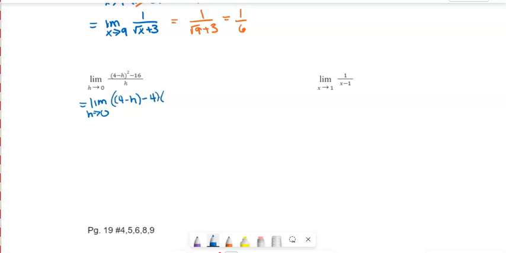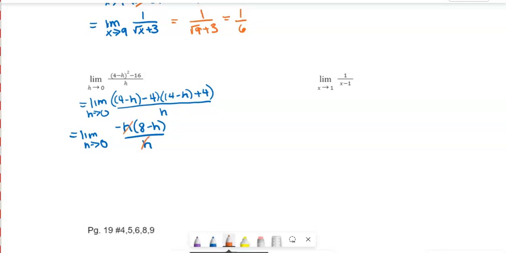times 4 minus h plus 4. And that'll all be over h. And I'm just going to simplify in the brackets. 4 minus h minus 4 is 0, so that's just h. And 4 minus h plus 4 is 8 minus h, all over h.